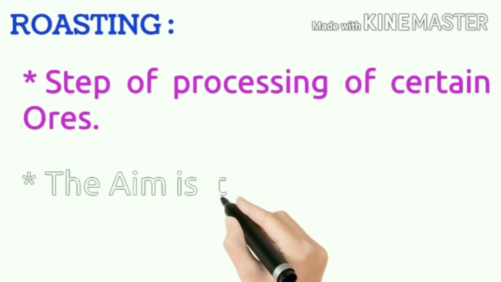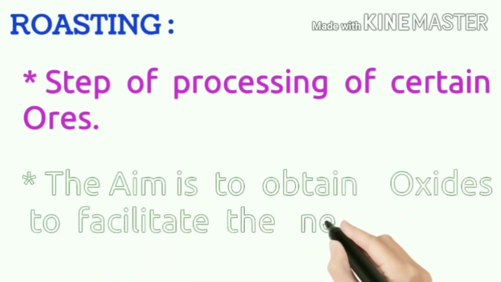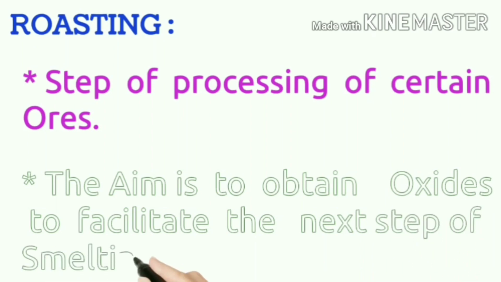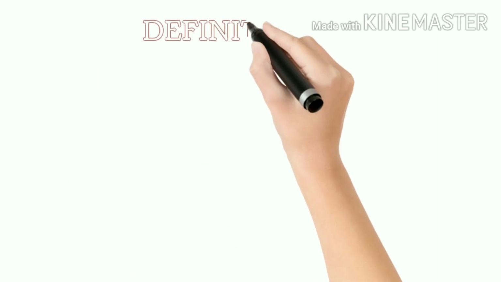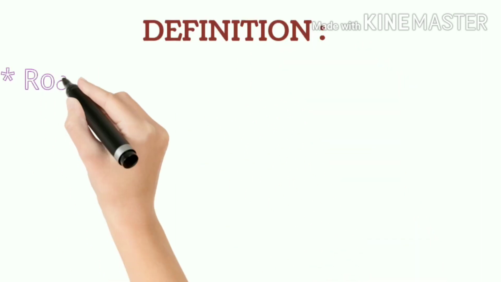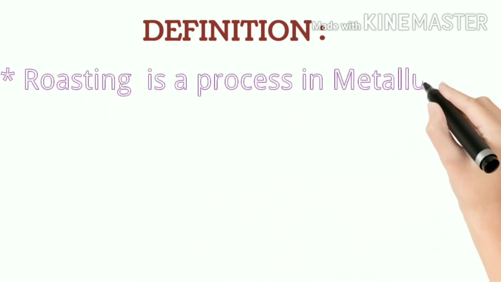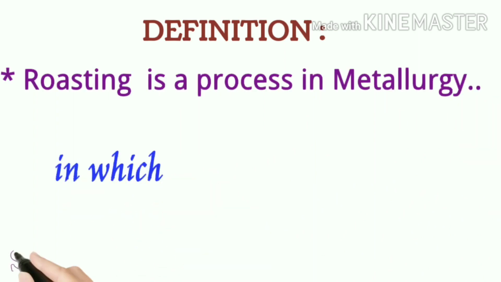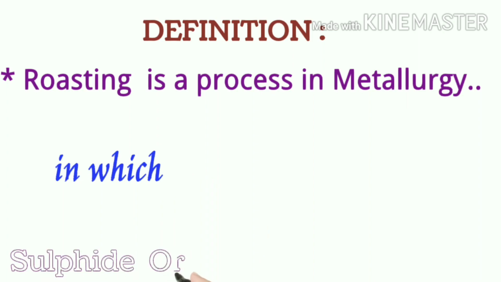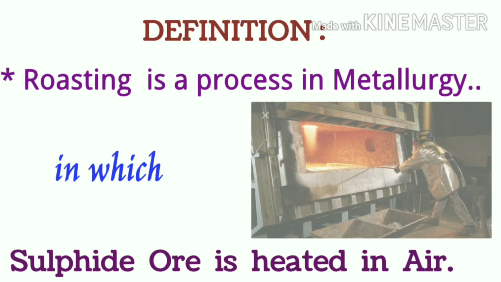This is just a step of processing. The aim is to convert the ore to the metal oxide, which will facilitate the next step, the smelting that takes place in the reduction process. Let's see the definition of roasting. Roasting is a process in metallurgy for the conversion of a concentrated ore into a metal oxide. Here the sulfide ore is converted into a metal oxide.